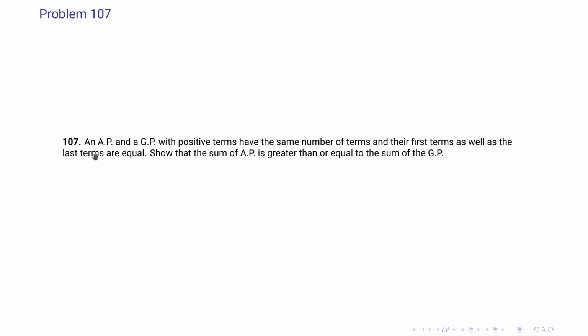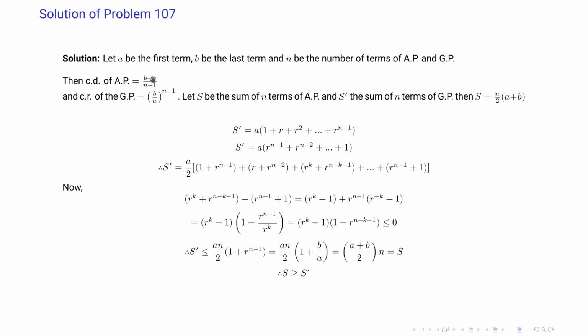Problem number 107 says that an AP and a GP with positive terms have the same number of terms, and their first terms as well as the last terms are equal. Show that the sum of the AP is greater than or equal to the sum of the GP. So here we let A be the first term and B the last term, and N the number of terms in both the progressions. Then the common difference of the AP would be (B minus A) by (N minus 1), and the common ratio of the GP would be (B by A) to the power 1 by (N minus 1).